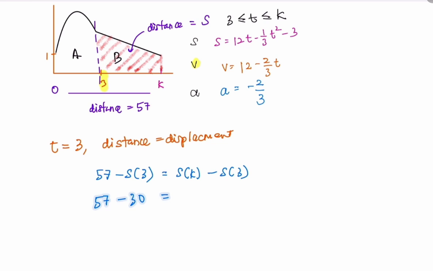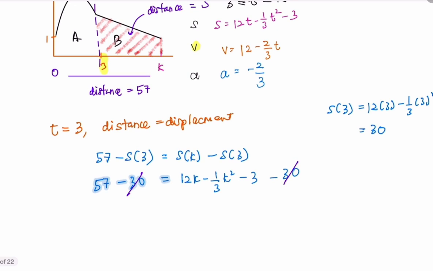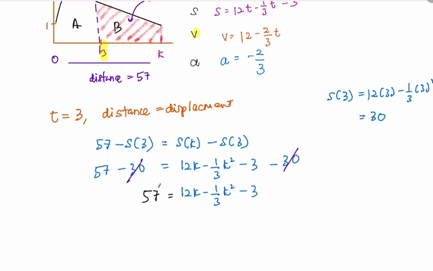We substitute K in here. 12K minus 1 over 3 K square minus 3. And S3 is just 30. 12 times 3 minus 1 over 3 times 3 square minus 3. This is equal to 30. Now here is 30, so 30 and 30 will be cancelled out. And we are left with 57 equal to, let's bring 57 over here. So negative 3 minus 57, that is going to be negative 60.